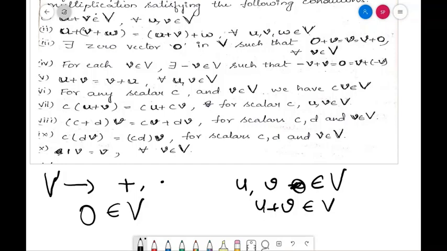For each v belonging to V, there exists minus v belonging to V. That is nothing but the negative of any vector. We all know that if 2 is there, minus 2 is there; 10 is there, minus 10; minus 100 is there, plus 100 is there, so that if you add them both, it will give you 0. You call it the additive inverse.